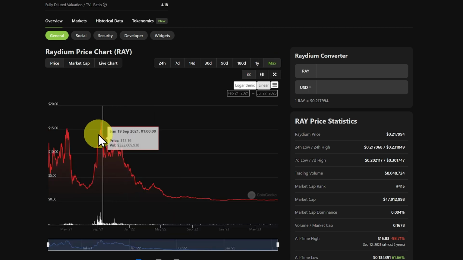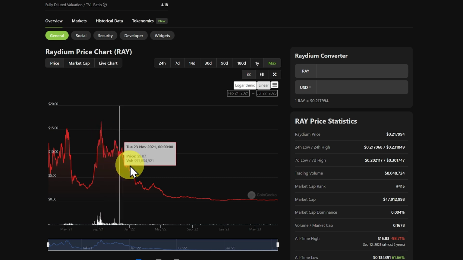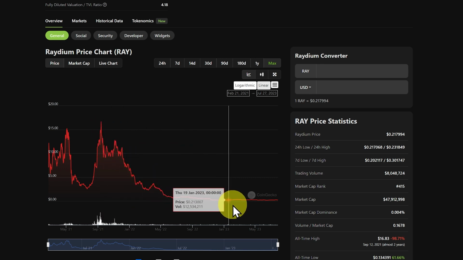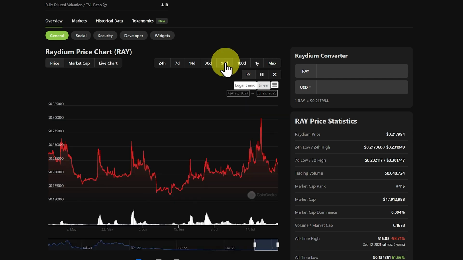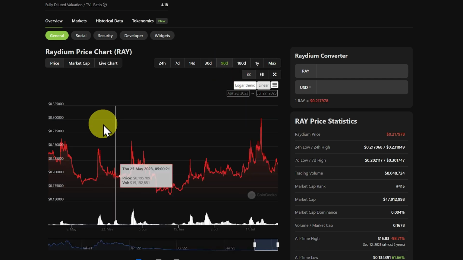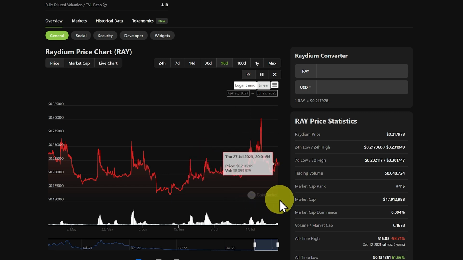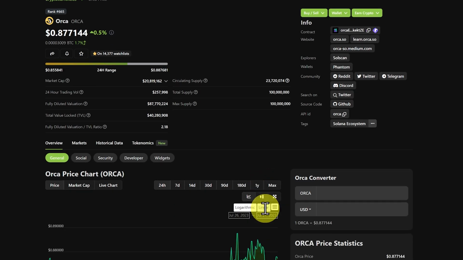Now I do expect it to go in a bull market up and then downtrend. However, to downtrend like this shows that this token is not valuable, in my opinion, and this is not financial advice. If we have a look over 90 days, I guess it's been somewhat stable, but longer term, it's not a good hold. Now this is the Orca token.